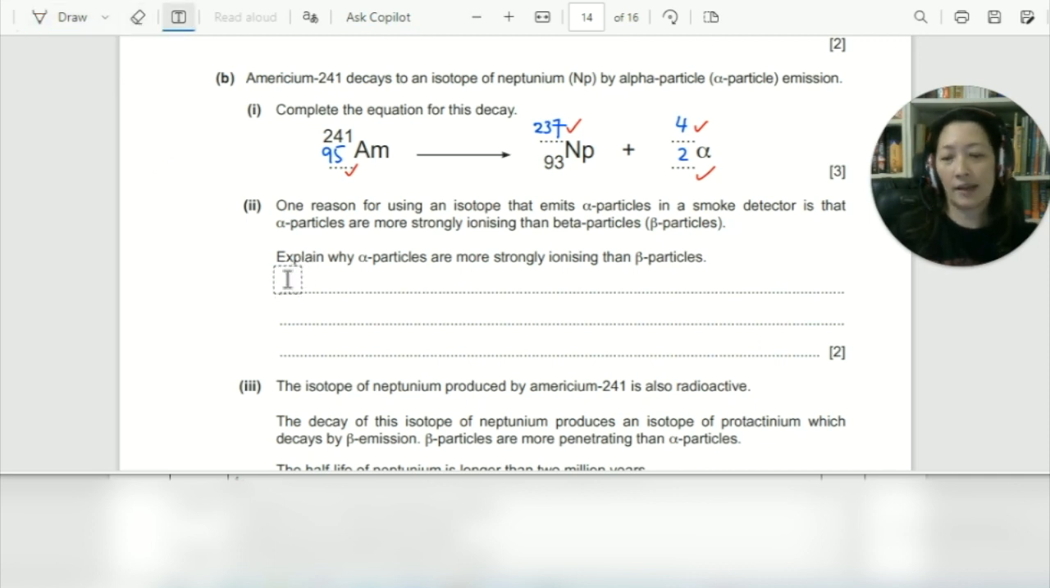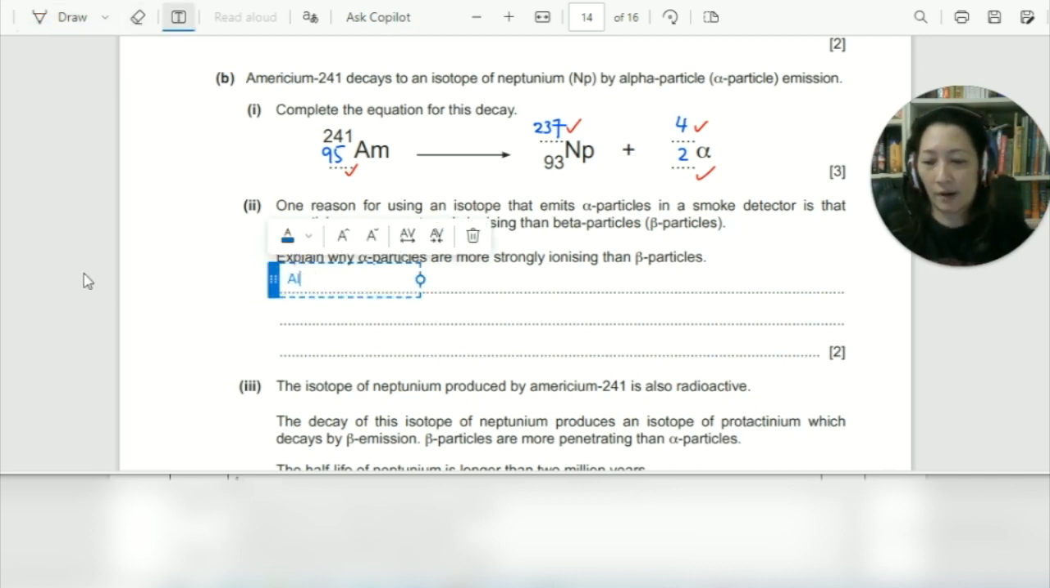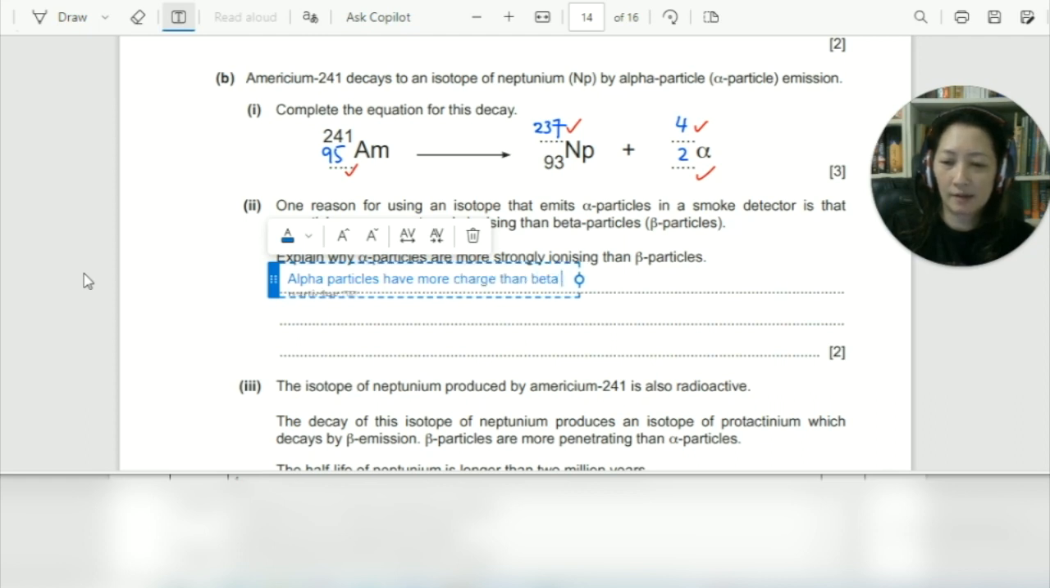So that's one of the factors that we can write. So alpha particles have more charge than beta particles.